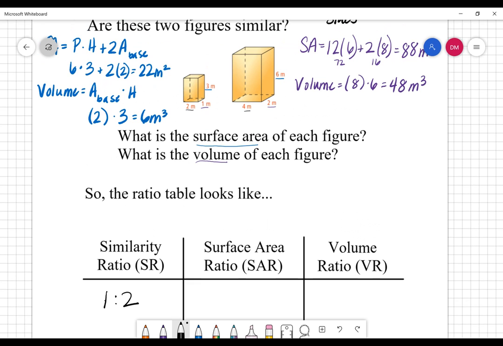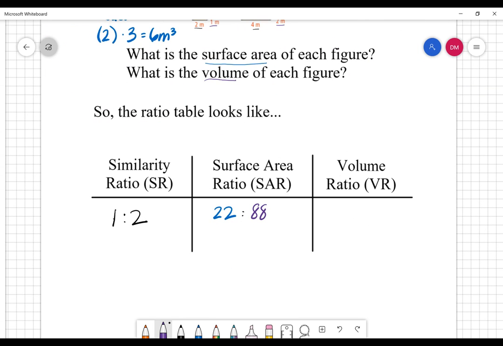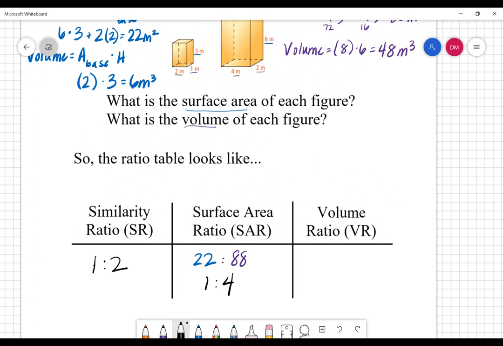For my surface areas, I got, for the smaller, a surface area of 22. And for the larger, I got a surface area of 88. Well, let's analyze that. 22 to 88 reduces to 1 to 4. Cool. So that's nice. I think we see a little bit of a pattern there. If we take a look at the volumes, the volume of the smaller, I got 6. The volume of the larger, I got 48. How does that reduce?